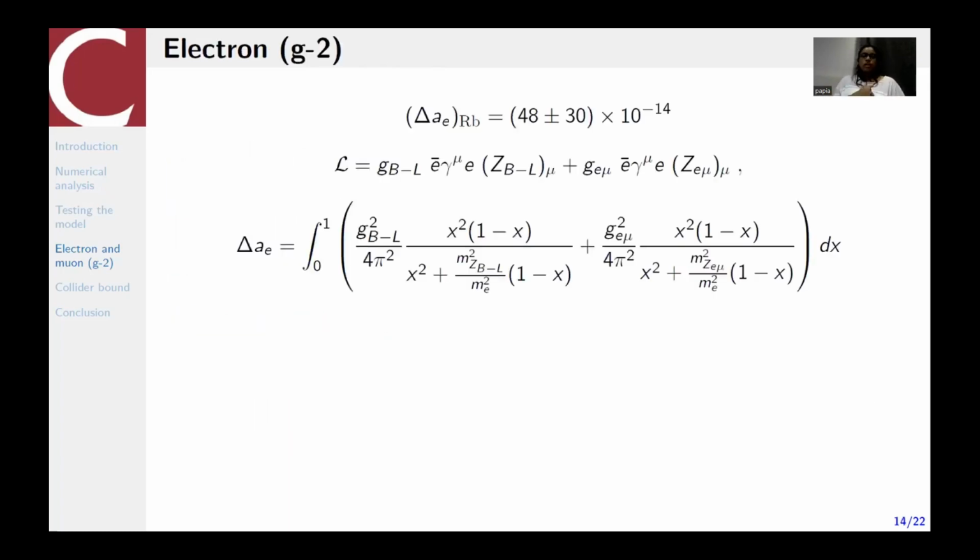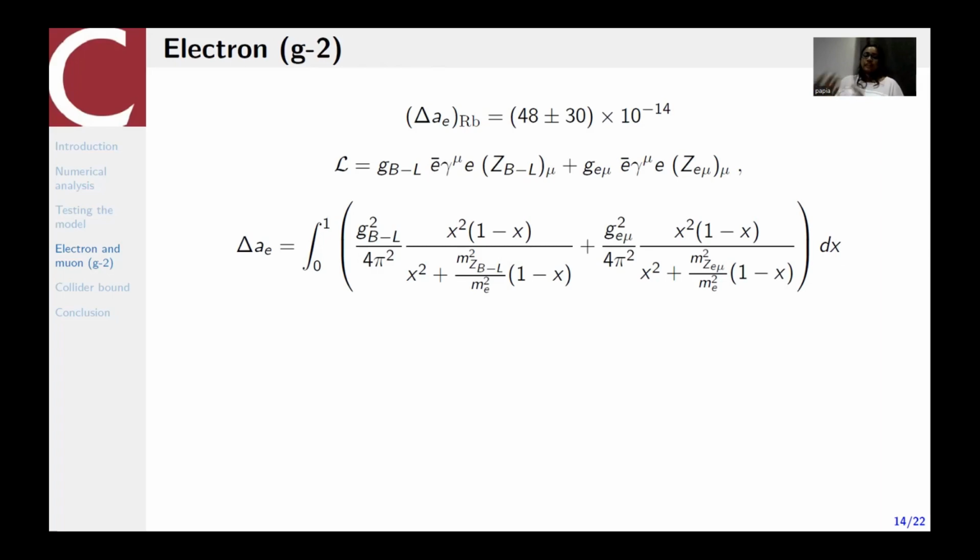So for the electron g minus 2, there is an anomalous magnetic moment for the electron. The value of the anomalous magnetic moment of the electron is 48 plus minus 13 times 10 to the power minus 14. It's a very small amount, but still it is a non-zero value. So we have to see how this extra delta a_e is coming from.